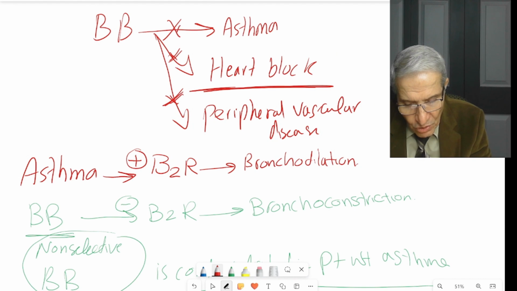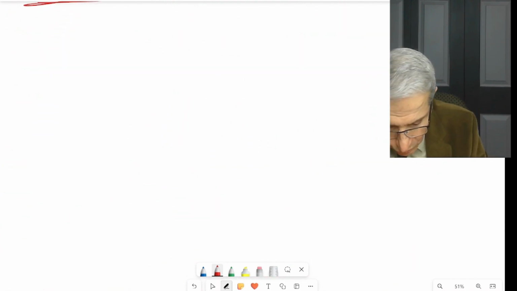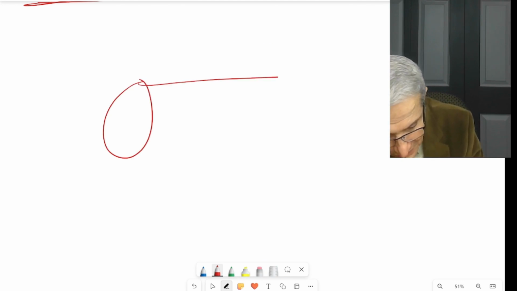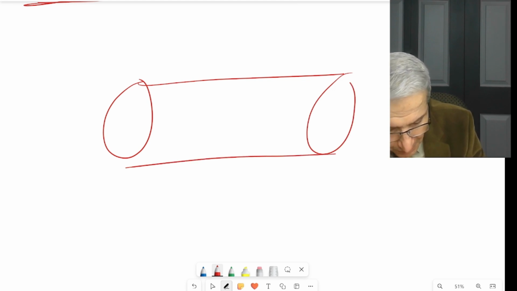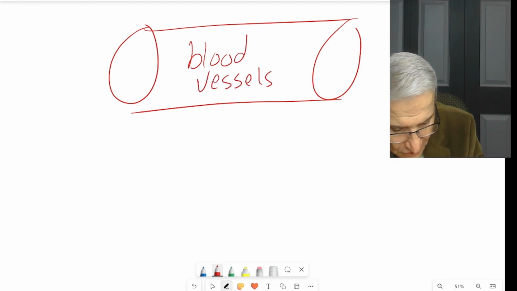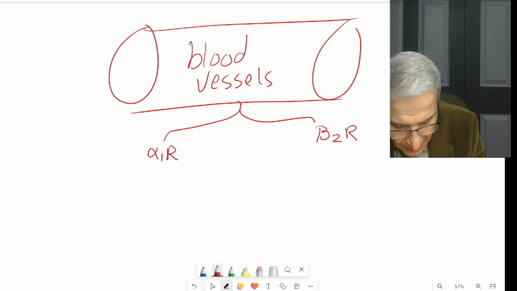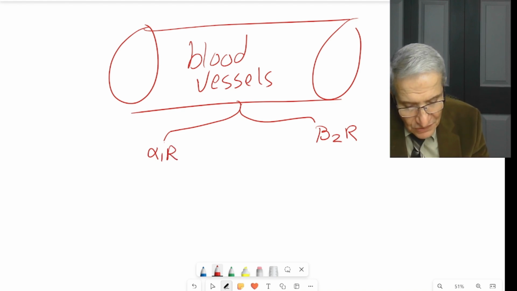The last one, peripheral vascular disease and beta blocker, we don't prefer to use it. We need to explain why. Very important issue here. To refresh your mind, we have the blood vessels. This is peripheral blood vessels. We have two types of receptor: beta 2 adrenergic receptor and alpha 1 adrenergic receptor. This is normal physiology in the blood vessels.